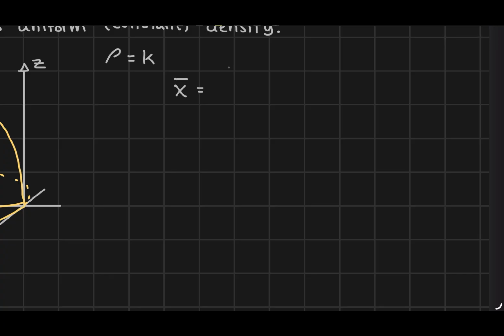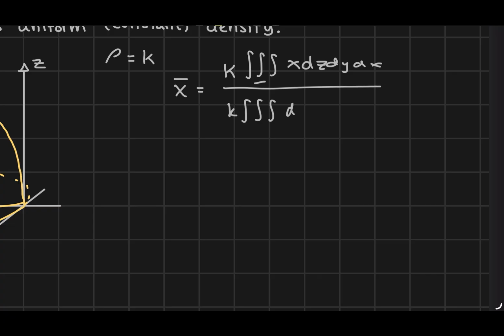Well, if it has constant density, then we can just pull out that k, take that double, triple integral, whatever, over some region of our x, dz, dy, dx, over that same density. Well, this is just going to be dz, dy, dx. So we don't even have to worry about the density anymore. We're just going to be integrating that x or the y or the z, the total moment, over the volume.